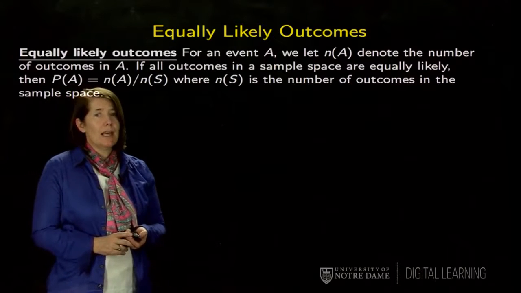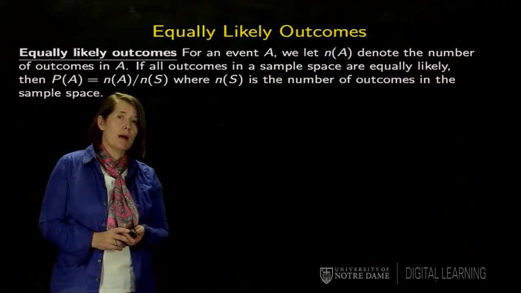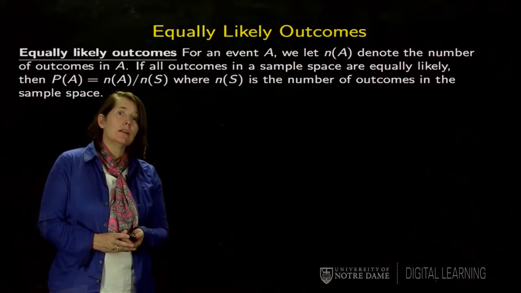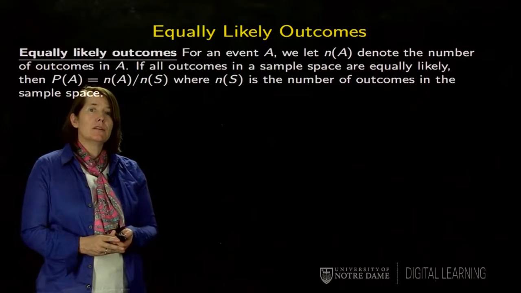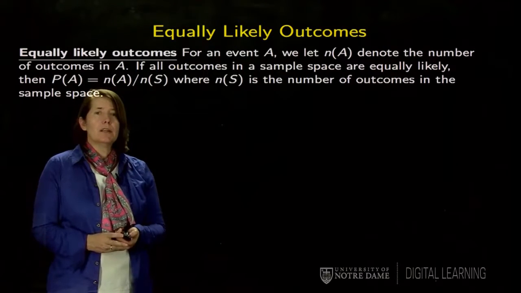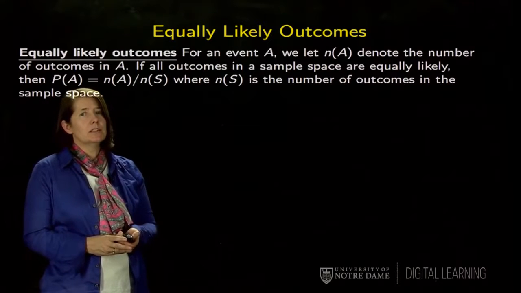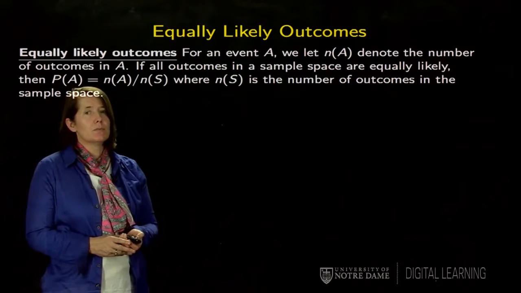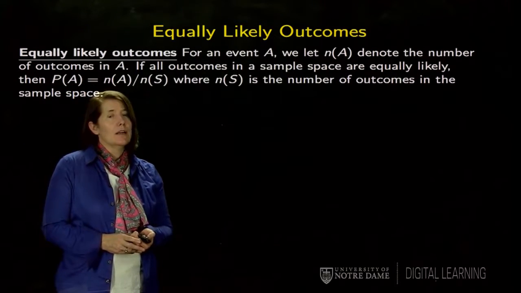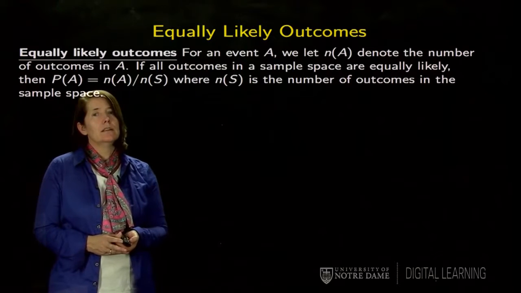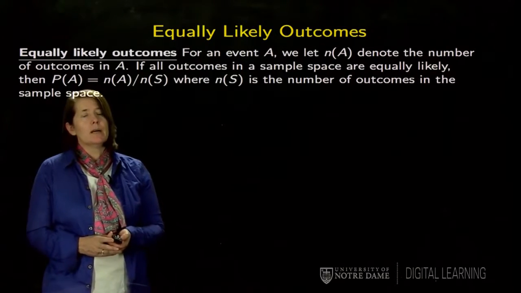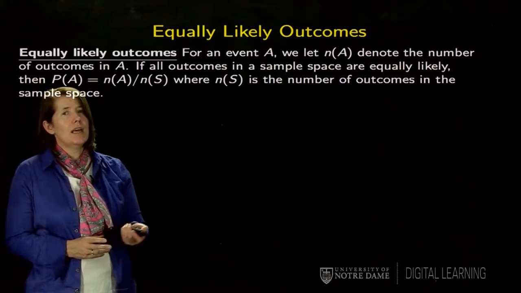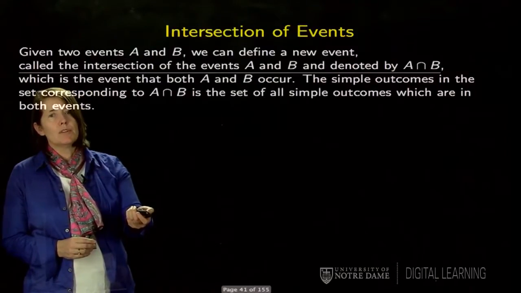By now you've probably guessed the formula for the probability of an event in an equally likely sample space. If I have an equally likely sample space, then every simple outcome has probability equal to 1 over the number of elements in the sample space, 1 over n_S. And then the probability of an event A is the number of outcomes in A times 1 over n_S, which is the number of outcomes in A over the total number of outcomes in the sample space.